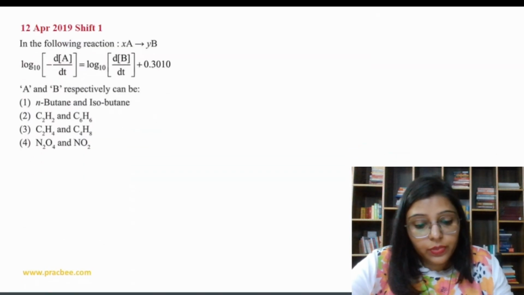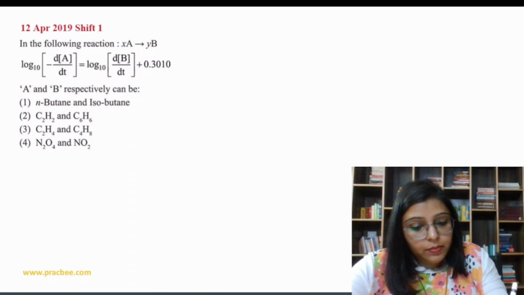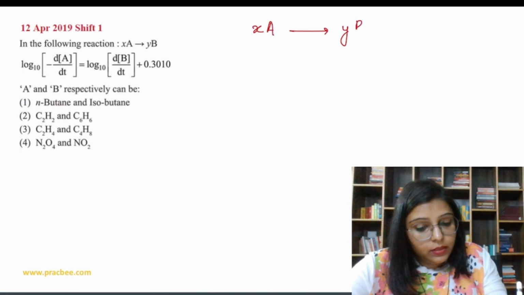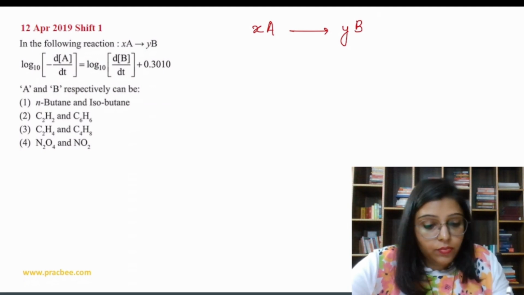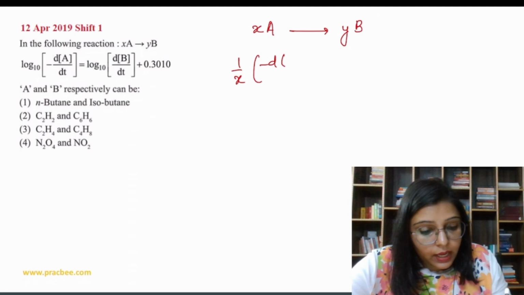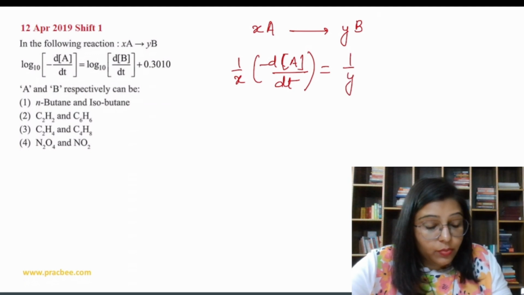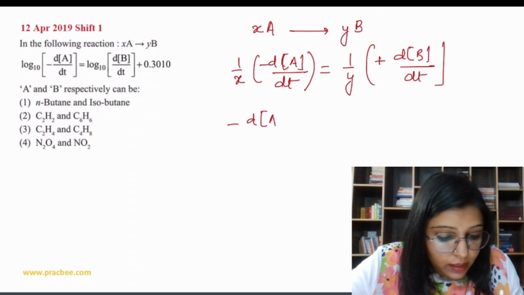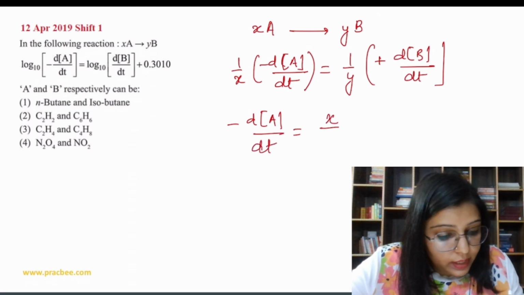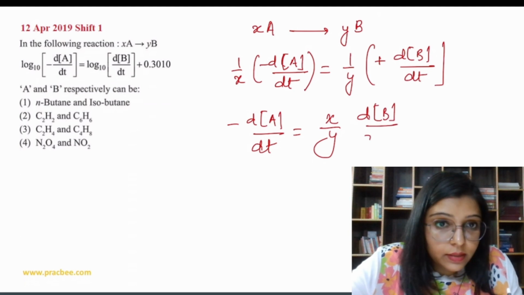Now let's do the next question. In the following reaction, xA gives yB, A and B respectively can be. See how to write down the rate law for this one. I can write 1 by x times minus d[A] by dt is equal to 1 by y times plus d[B] by dt. So we can say minus d[A] by dt is equal to x upon y times d[B] by dt, right or wrong?